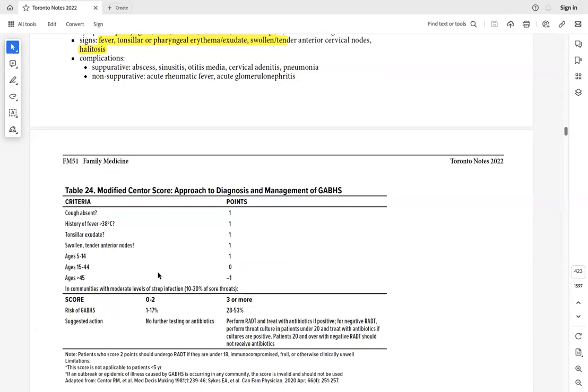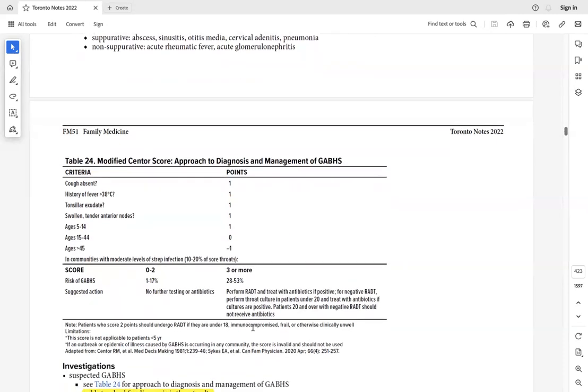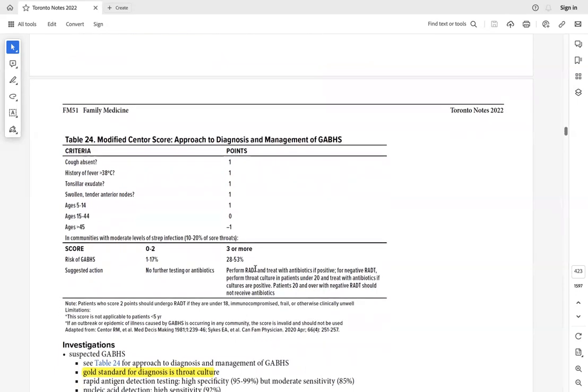So depending upon this criteria, if the score is between 0 to 2, then no further testing and antibiotics are needed. But if the score is 3 or more, then what do we do? We do a rapid antigen detection test, RADT. And if the RADT is negative, then we have to perform the throat culture. For negative RADT, perform throat culture in patients under 20 and treat with antibiotics if cultures are positive.